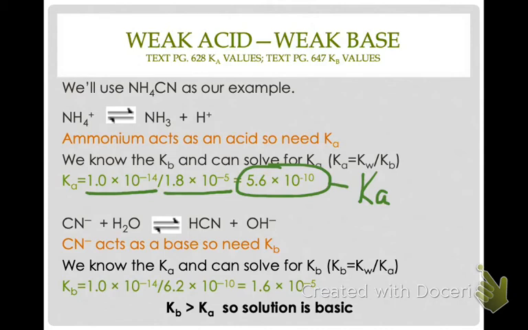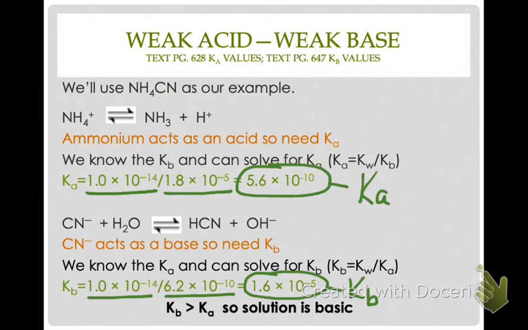We know the Ka, we can get that from our textbook, and the Ka value given in our textbook is 6.2 times 10 to the negative 10th. I'm going to take 1 times 10 to the negative 14th and divide it by that number to solve for the Kb, and that gives me a value of 1.6 times 10 to the negative fifth. This is my Kb value for this particular reaction.